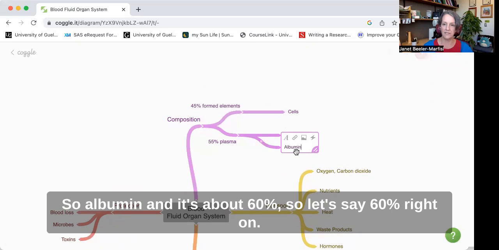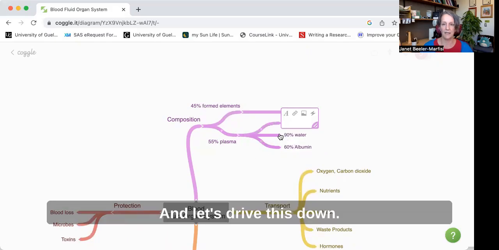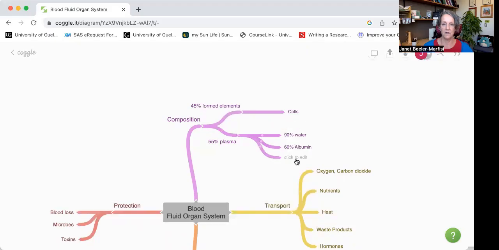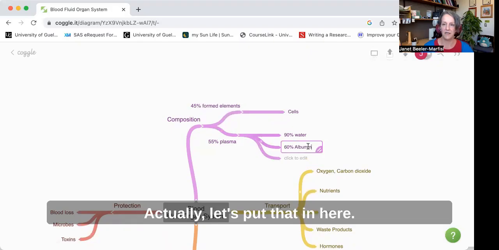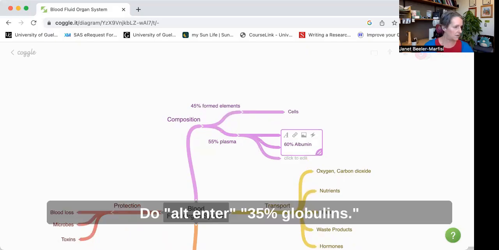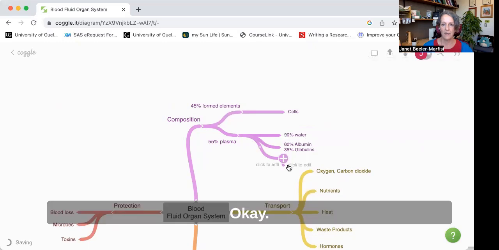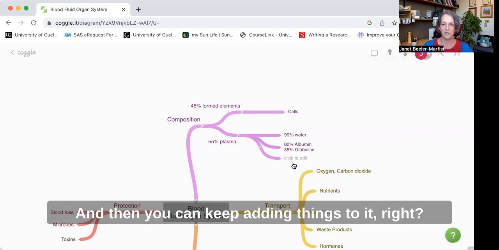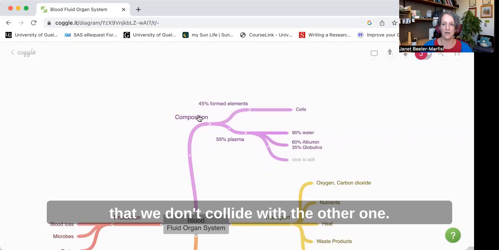So albumin, and it's about 60%. So let's say 60% right on, because you're going to be close enough. 60% albumin, and let's drive this down. 60% albumin, 35% globulins. Actually, let's put that in here. Do Alt-Enter, 35% globulins. Okay, and then you can keep adding things to it, right? And we can drive this entire branch up so that we don't collide with the other one.